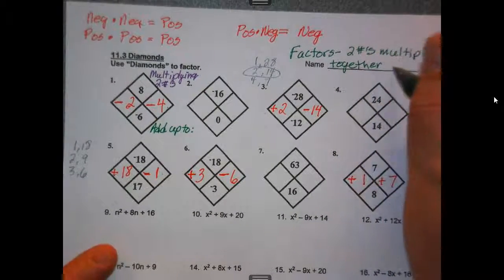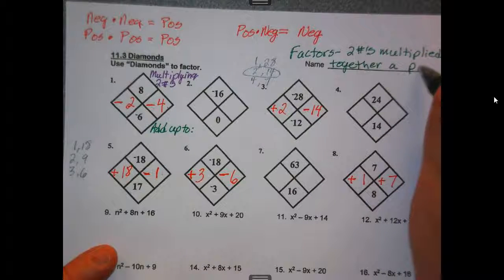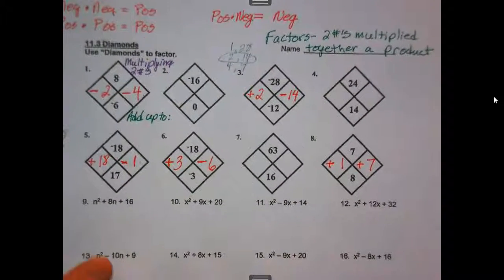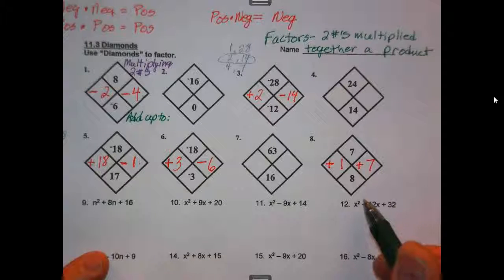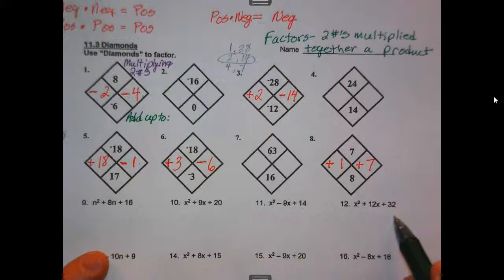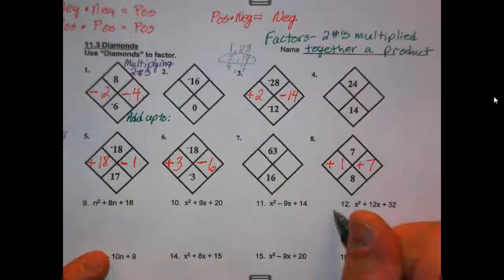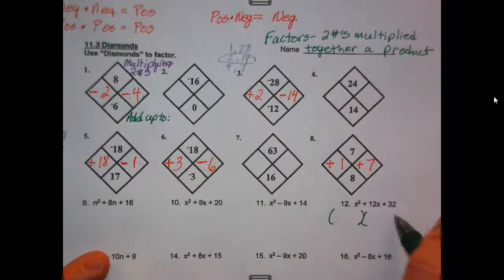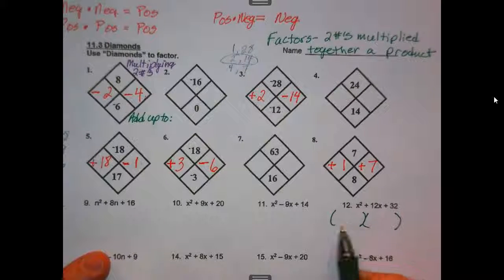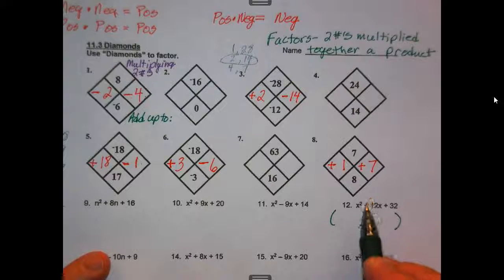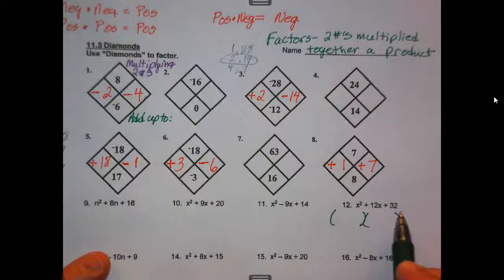To get a product, right? In algebra, this is our product here: x squared plus 12x plus 32. That's our product. So I've got to get two numbers together. Two numbers. I'm going to put them in parentheses because of the x. These are my factors. This x squared plus 12x plus 32 is the product.